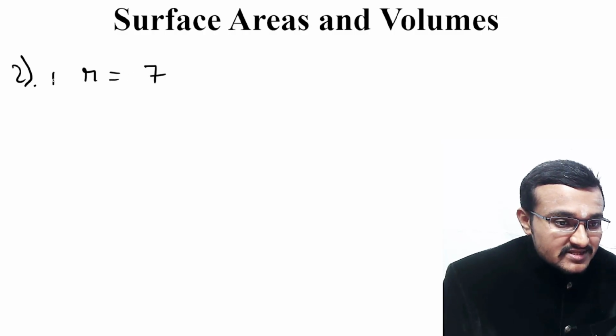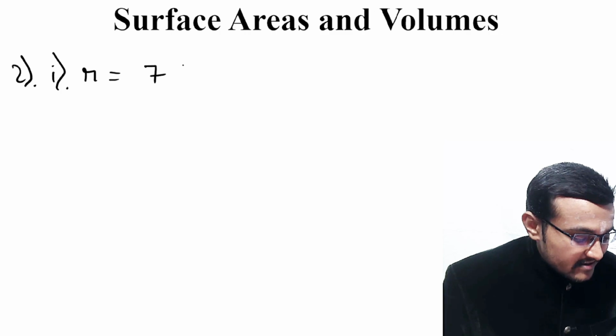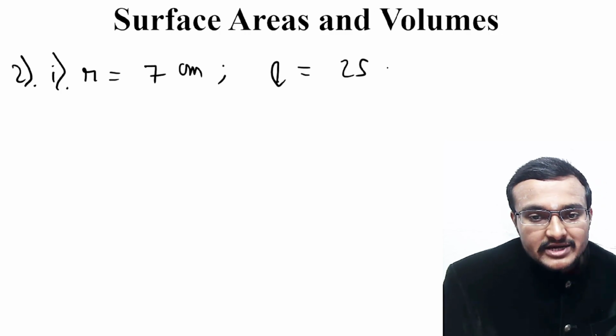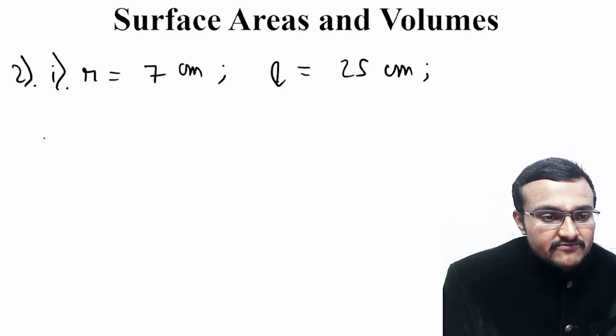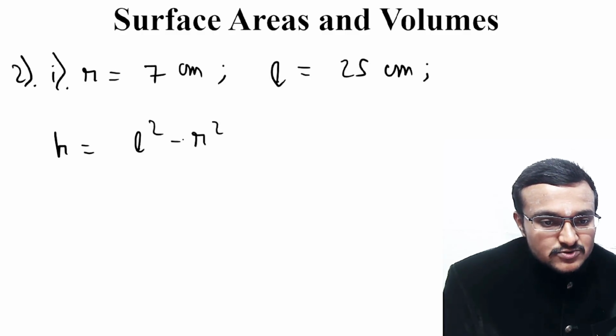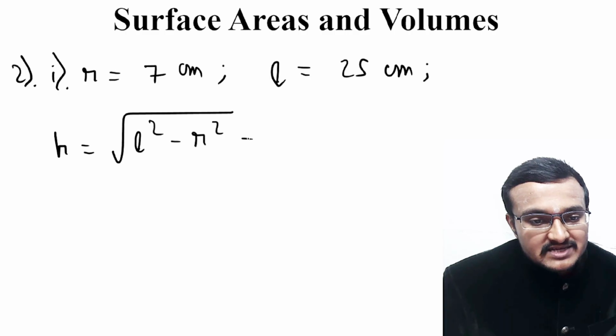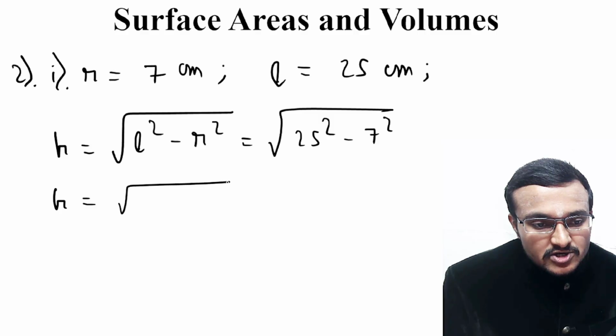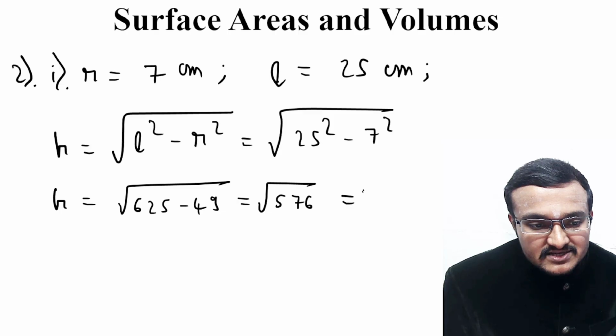So the first cone has radius 7 centimeter and slant height 25 centimeter. Now h is equal to the square root of L square minus R square. L square is 25 square minus R square is 7 square. So h is equal to the square root of 625 minus 49, that is equal to 576. This is equal to 24 centimeter.